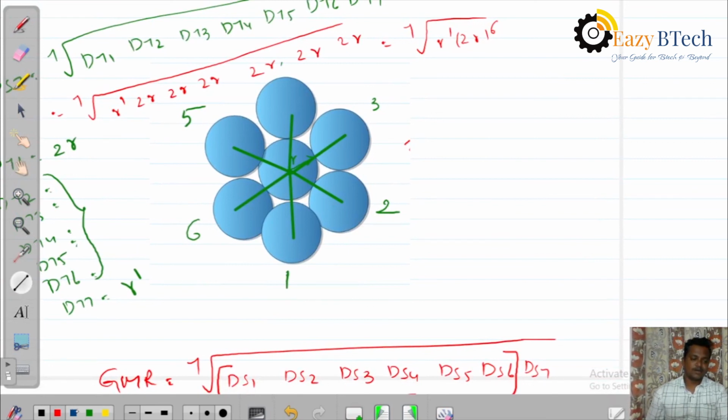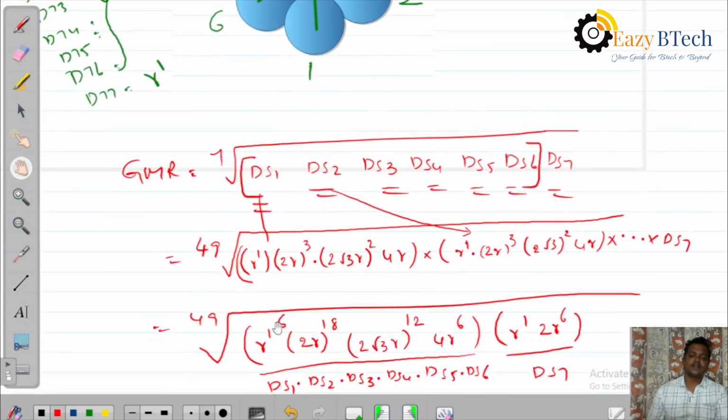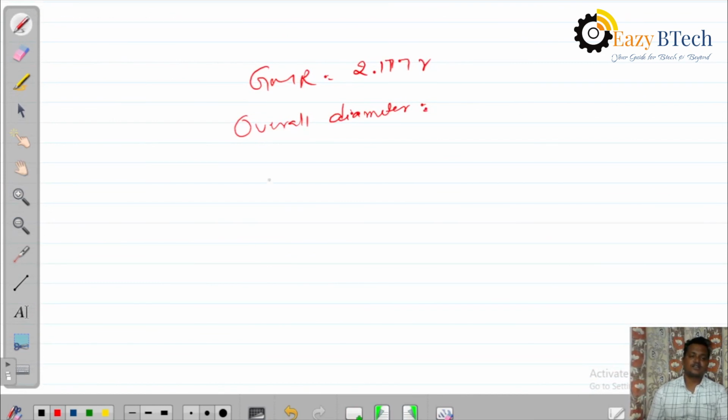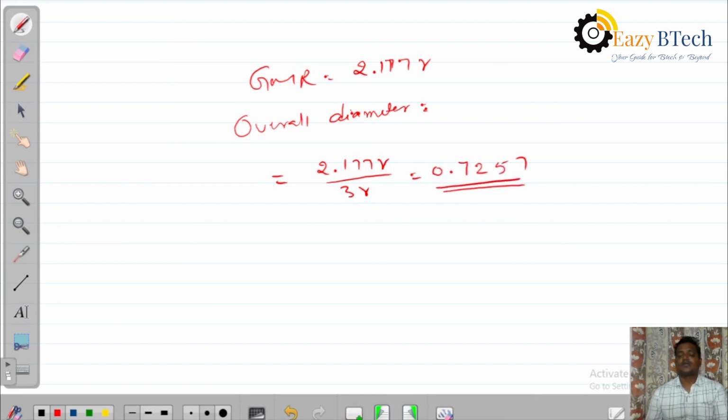The overall diameter of the conductor is, look, up to this point, how much is it? This is R, this is 2R, therefore the overall diameter of the conductor is 3R. Therefore, the ratio of GMR to overall radius of the conductor is 2.177R divided by 3R, we can get 0.7257. This is the ratio of GMR and overall diameter of the conductor. So, this is the way to calculate it.